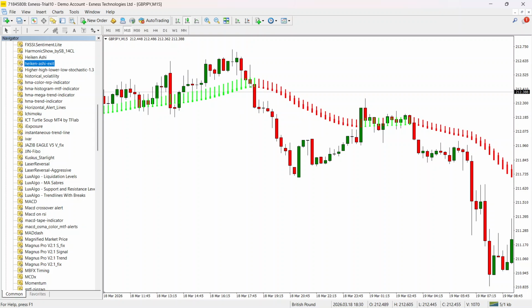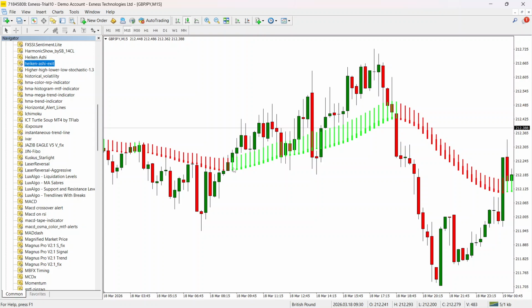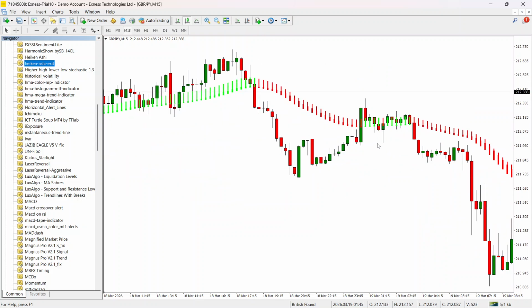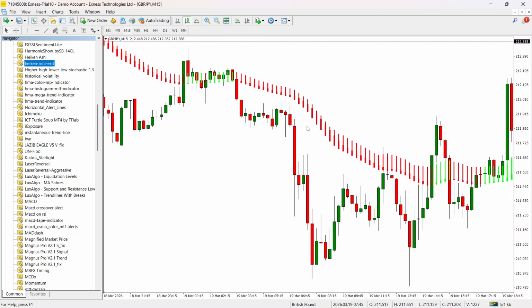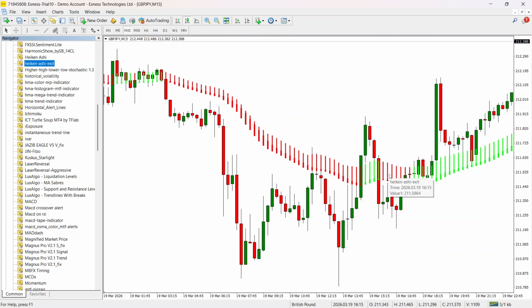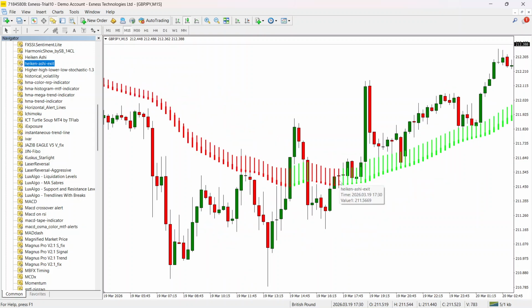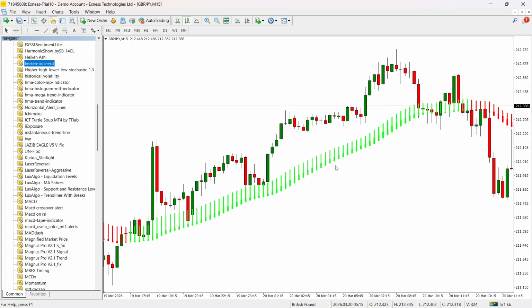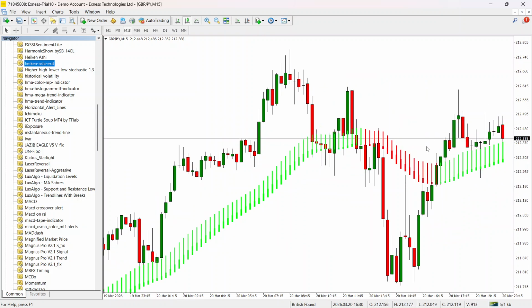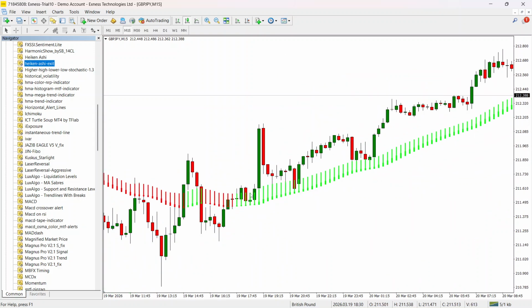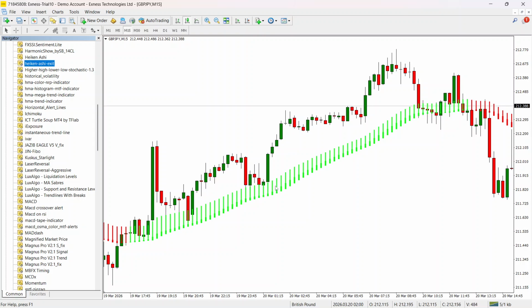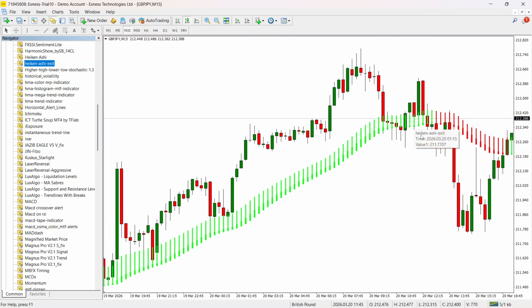Now we look at the screen. You can see the green bars or green candles for bullish trend and the red for bearish trend. And the change in color represents a transition phase or a shift in the trend bias. The longer the color sequence, the stronger the trend.